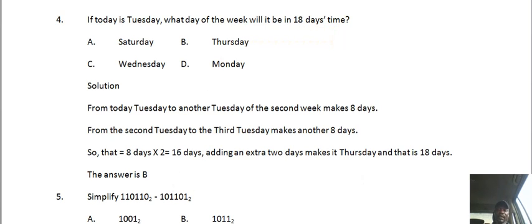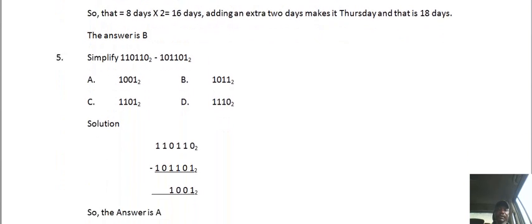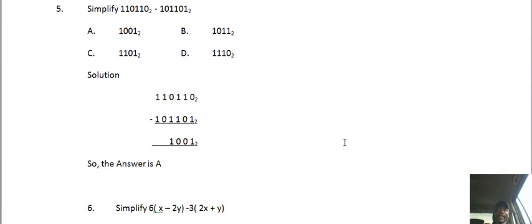So let's consider question 5 now. Question 5 is about subtraction of binary. What is the number? The number is 110110 minus 101101 in base 2. Both of them are in base 2. Before you can subtract any numbers in bases, they must be in the same base. If they are not, you have to convert them first. Since they are already in the same base, we don't need to do any conversion.